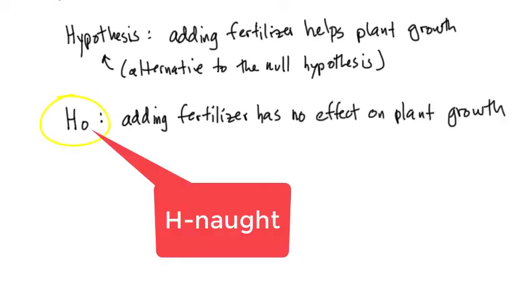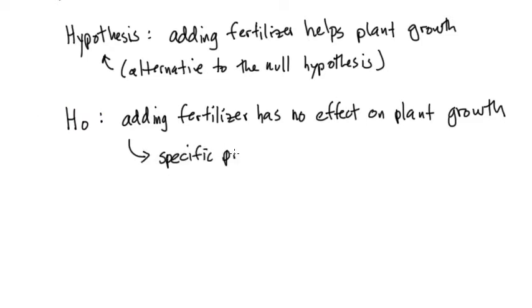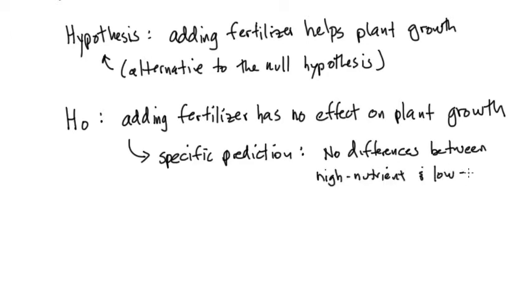H0 is a symbol for the null hypothesis. Moreover, this null hypothesis makes a specific prediction about our experimental results. There should be no difference between the high and the low nutrient plants. Our hypothesis is actually called the alternative hypothesis, HA, and this becomes a possible explanation if we are able to reject the null hypothesis based on our experimental results.